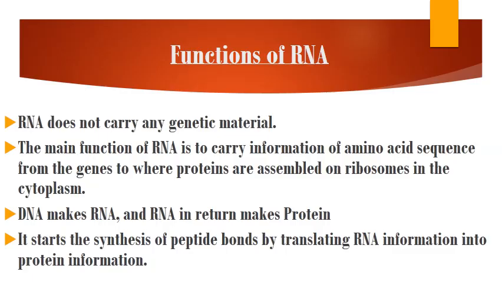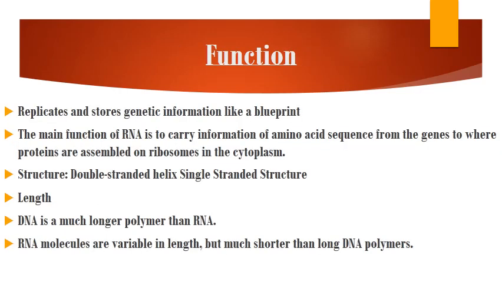Functions. So RNA does not carry any genetic material. The main function of RNA is to carry information of amino acid sequence from the genes to where proteins are assembled on ribosomes in the cytoplasm. DNA makes RNA and RNA in return makes protein. This process is also called the central dogma. It starts the synthesis of peptide bonds by translating RNA information into protein information, replicates and stores genetic information like a blueprint.